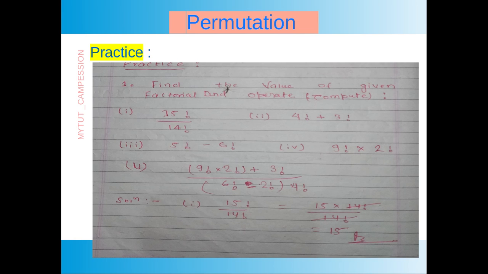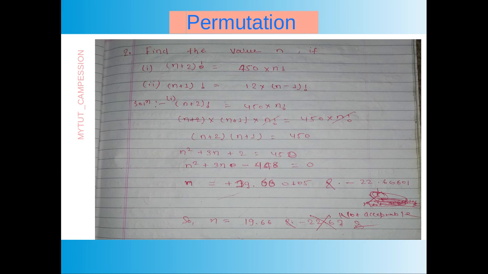Similarly you can solve another question for addition. How to add? Expand and put the values of 4 factorial and 3 factorial, then add these. Similarly you can do the third question in subtraction: put the value of 5 factorial and 6 factorial, then subtract. Fourth question you can solve by putting the values. Similarly you can solve the fifth question.